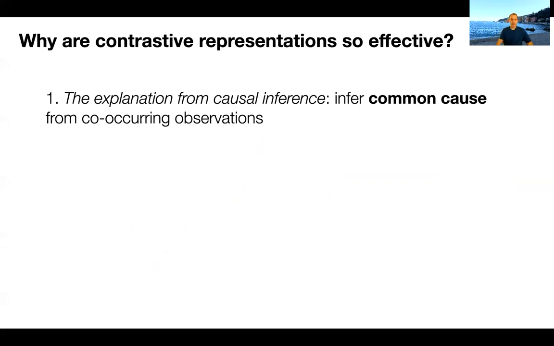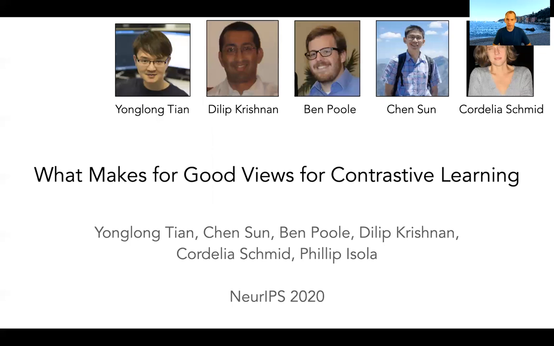So more recently, what's become popular is to understand contrastive learning with information theory. So I'm going to turn to that next, and I'm going to talk about our work on what makes for good views for contrastive learning. This is work with Yonglong Tian, my student, and collaborators at Google, Dilip, Ben, Chen, and Cordelia.